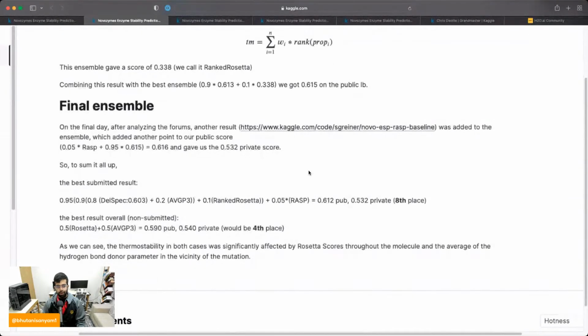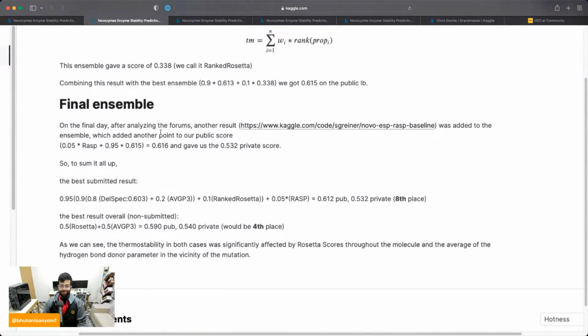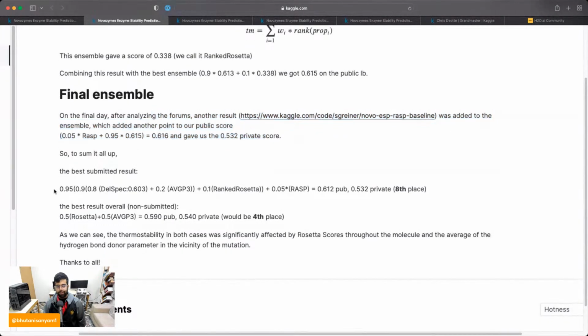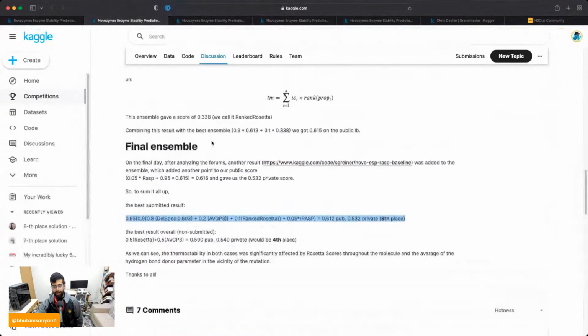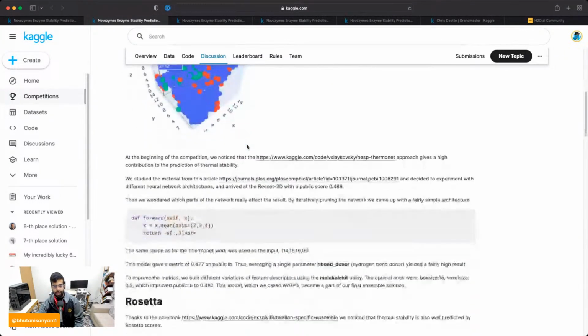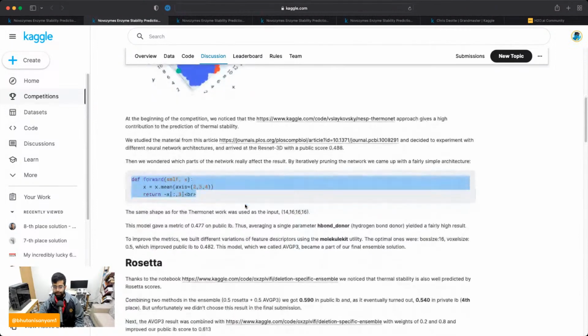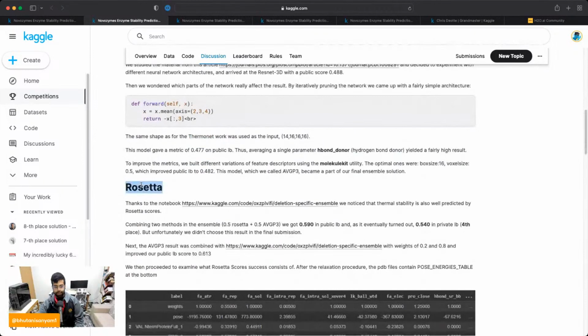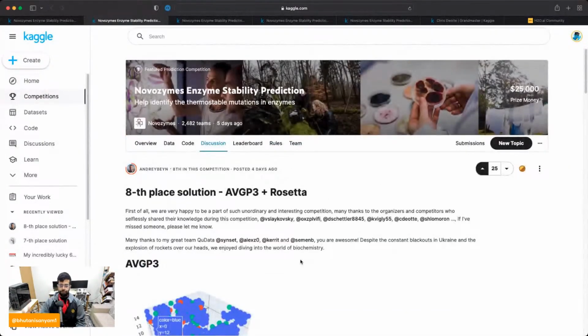For the final ensemble, they read through the forums on the last day. I assume they must have had an adrenaline rush during the last day. Most Kagglers do the final ensembling exactly on the last second, so that's always cool to read. They added one more notebook to their ensemble, and here are the weights that they ended up using. So again, hydrogen bond was relevant here. They ended up using something known as a Resnet 3D and pruned that a lot to a shape similar to Thermonet. Used Rosetta and then combined those with a public notebook to finish eighth.